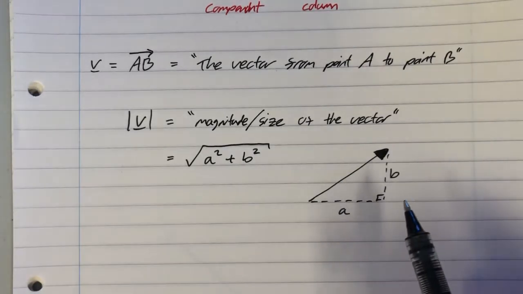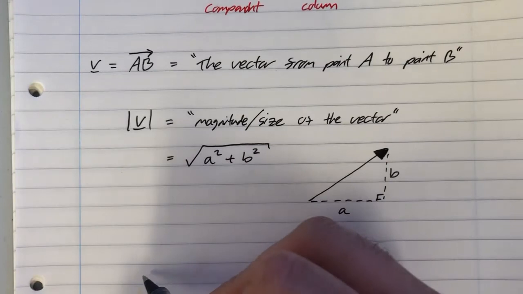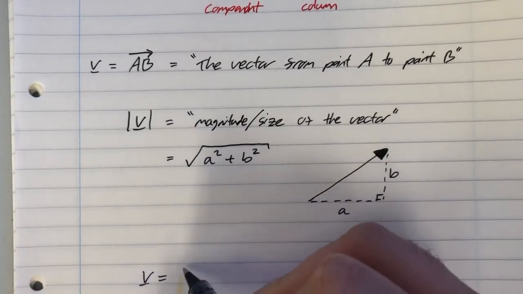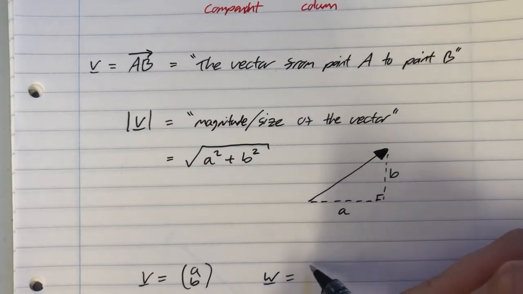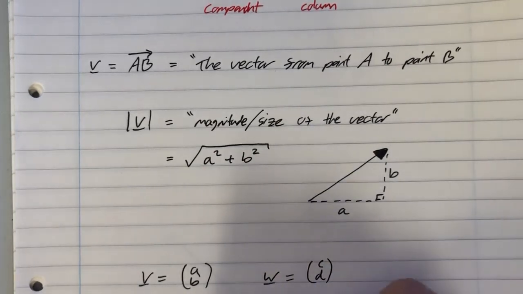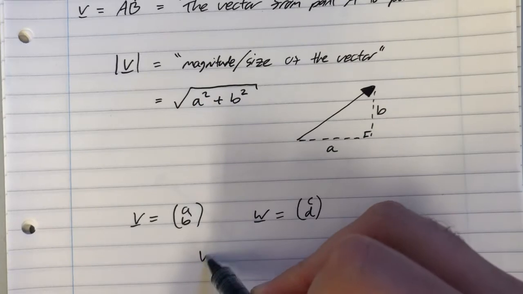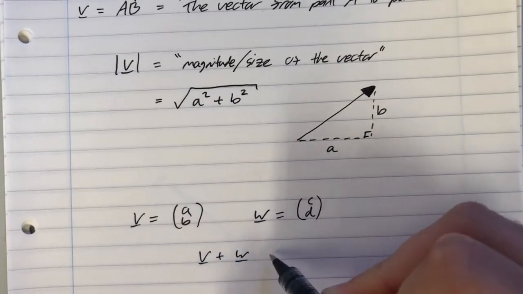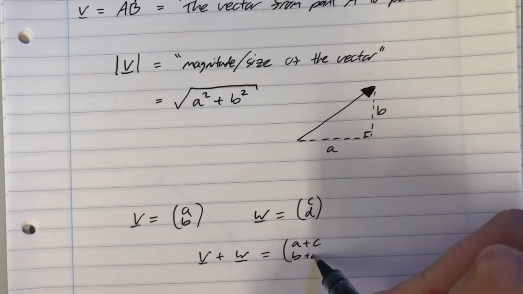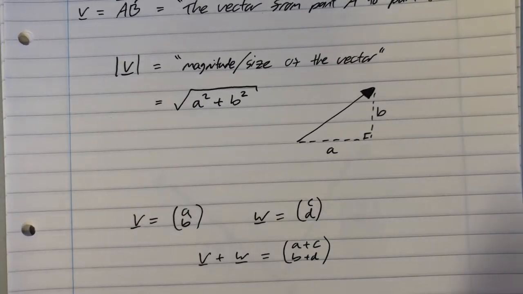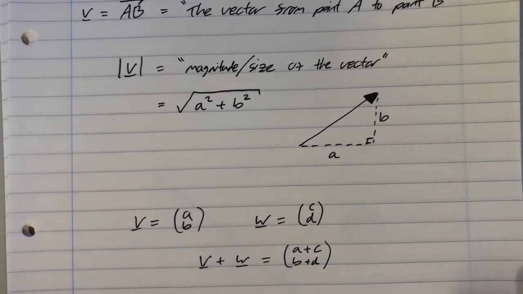Okay. Right, adding vectors together. So let's say v is going to be equal to the vector (a, b) and w is equal to the vector (c, d). Then we can add two vectors and we can say that v plus w is going to equal a plus c in the x direction and b plus d in the y direction. Okay, so simple as that.